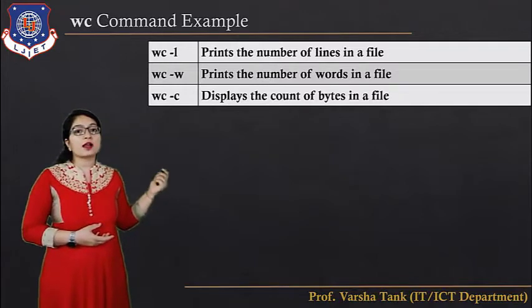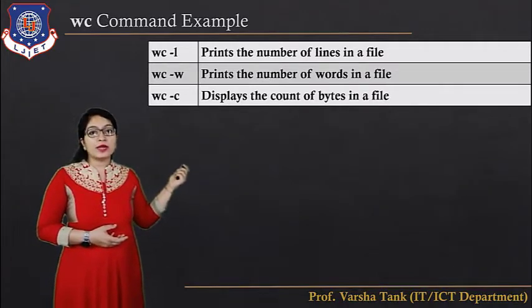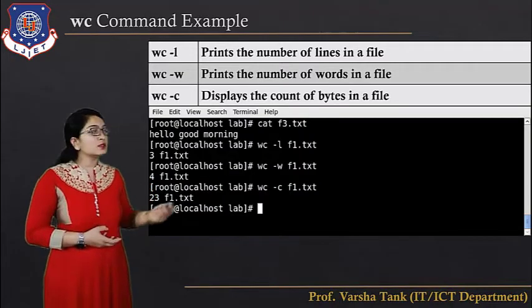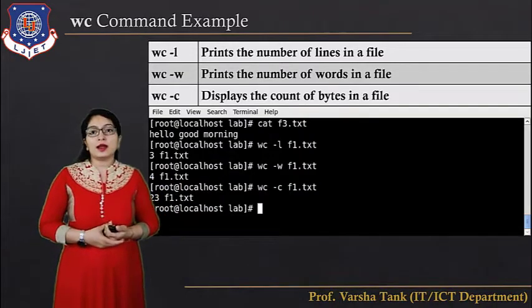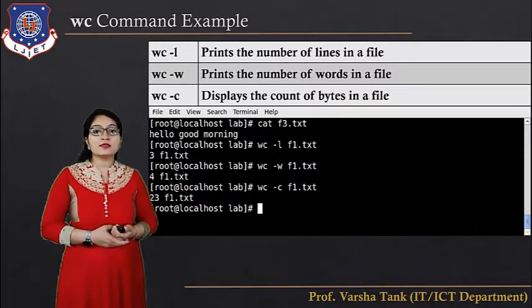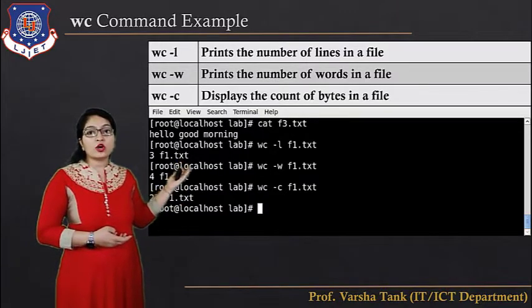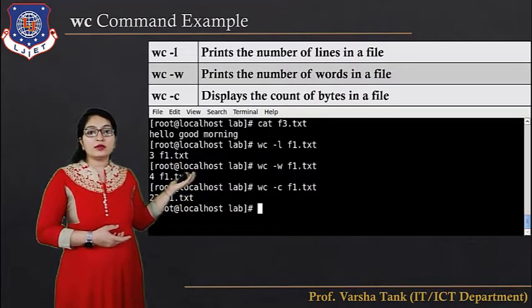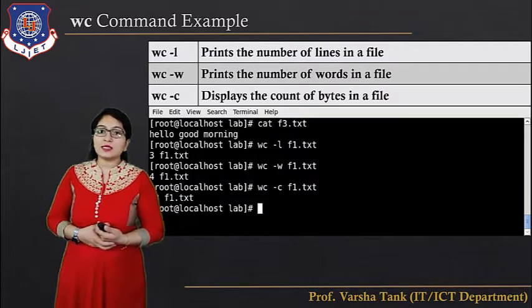So -c means count bytes, -w counts the words, and -l counts the lines. Like this way you can use the -l, -w and -c flags. So cat f3.txt: hello good morning. If you print the number of lines, you can see there are 3 lines.